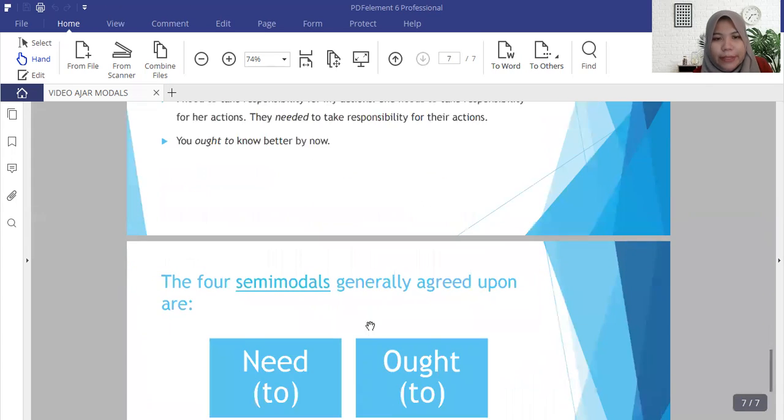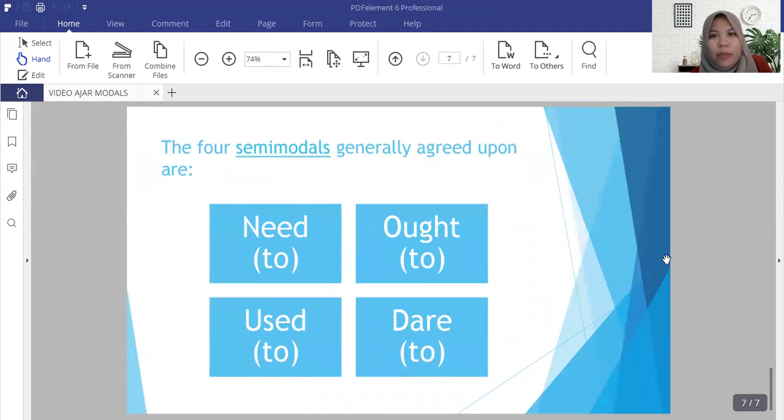These are the examples. These are the four semi-modals generally agreed upon, which are normally used in our daily life, in our writing, and whenever we use English. The first one is need to, the second one is ought to, the third one is used to, and the fourth one is dare to.